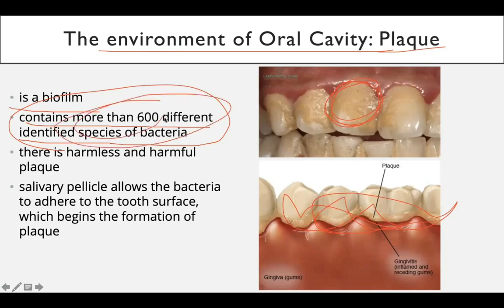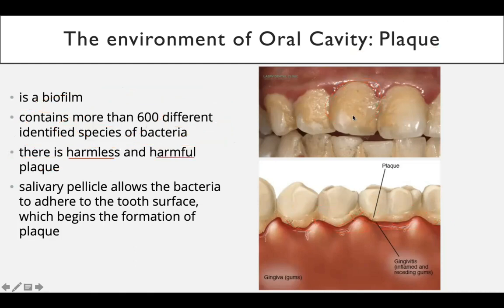These bacteria, when they get sugar, food, they secrete the plaque. There is harmless and harmful plaque. So we have two types of plaque, harmless and harmful. Nevertheless, you need to remove the plaque by brushing the teeth every day. Salivary pellicle allows the bacteria to adhere to the tooth surface, which begins the formation of plaque. How is the plaque formed? By the salivary pellicle, which allows the bacteria to adhere to the tooth surface, and then bacteria secrete plaque.